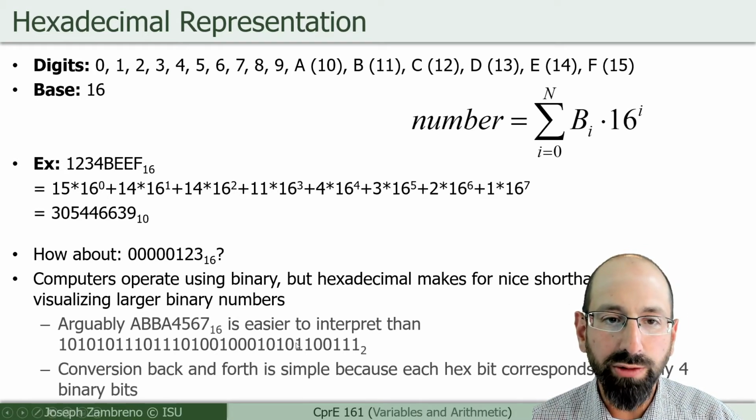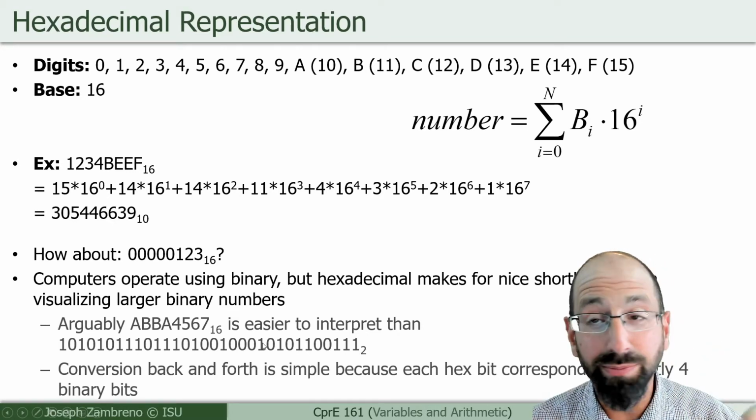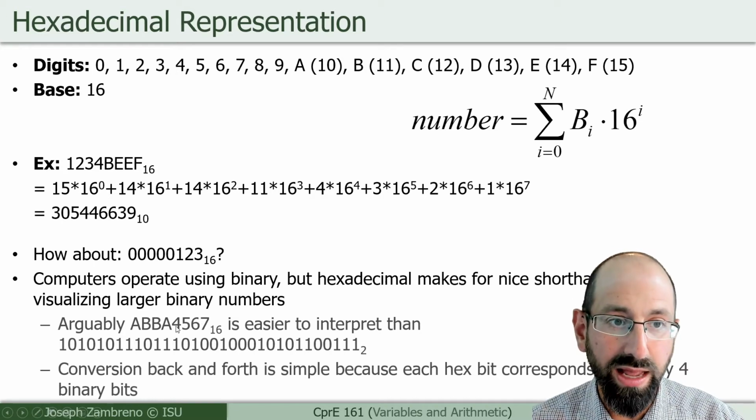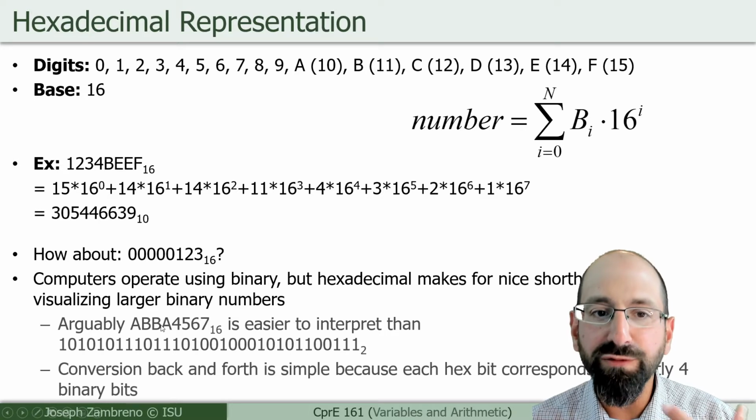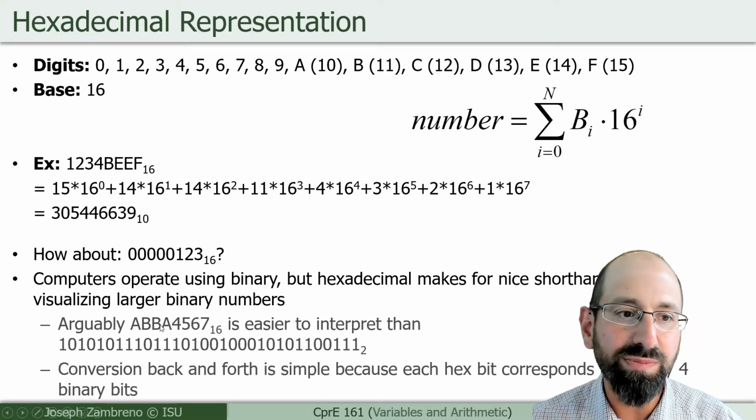The next one is 0, 1, 1, 0. That's 6 because it's 2 plus 4. The next one is 0, 1, 0, 1. That's 10 because it's 8 plus 2, and that's going to correspond to our A value that we have here. You'll get very good at converting those values back and forth.